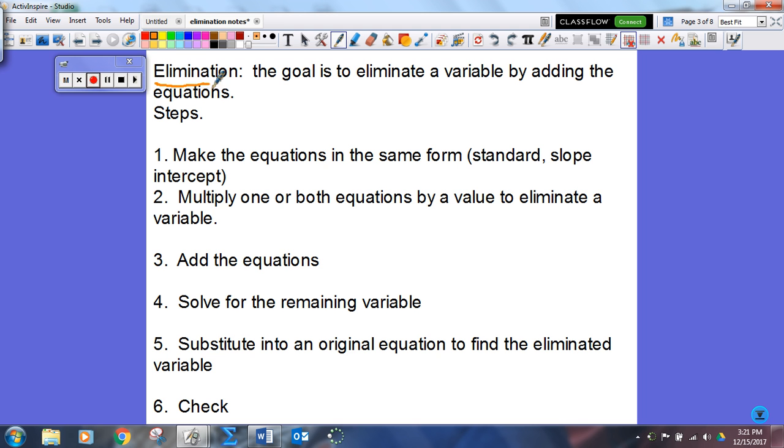Elimination. So elimination is the goal to eliminate a variable by adding the equations. I want to make the equations in the same form, whether it be standard form or slope-intercept form. I multiply one or both of the equations by a value to eliminate a variable, add the equations, then solve for the remaining variable, substitute into the original to find the eliminated variable, and check. Steps 5 and 6 are identical to what I've been doing.